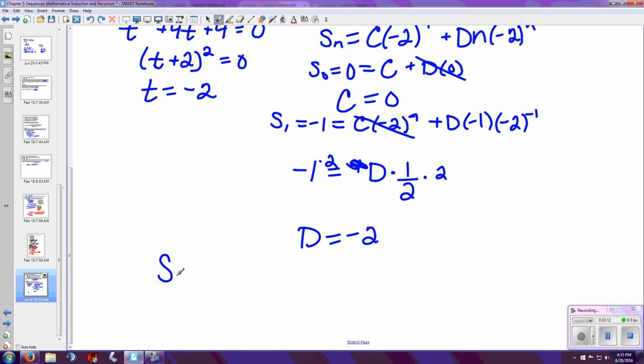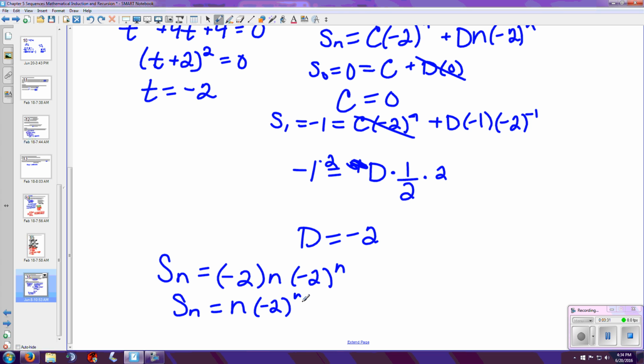So to conclude this, s sub n equals c is 0, so this whole component disappears, times d is negative 2 times n times negative 2 to the n. Clean this up to conclude, S sub n equals n times negative 2 to the n plus 1. So again, the entire process is exactly the same. We just use a different formula. We're not using the linear combination of the two roots. We're just using a formula which deals with the single root that we have.